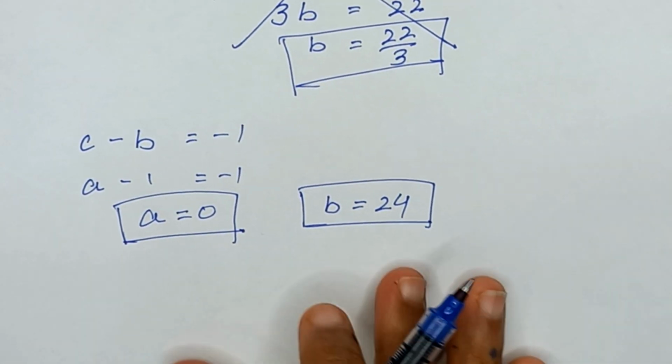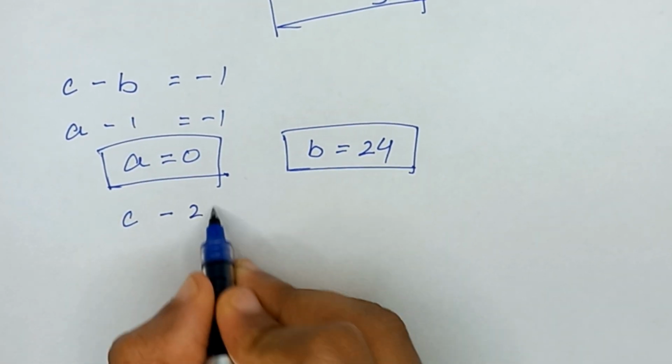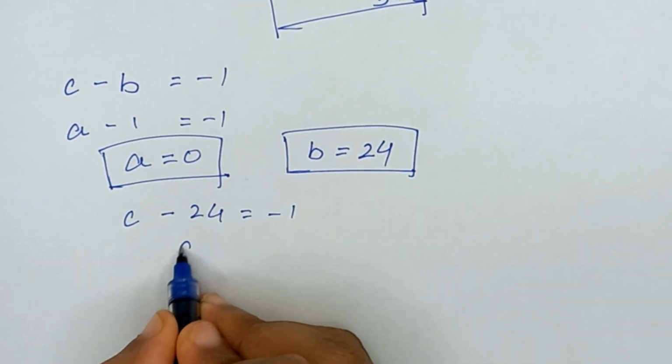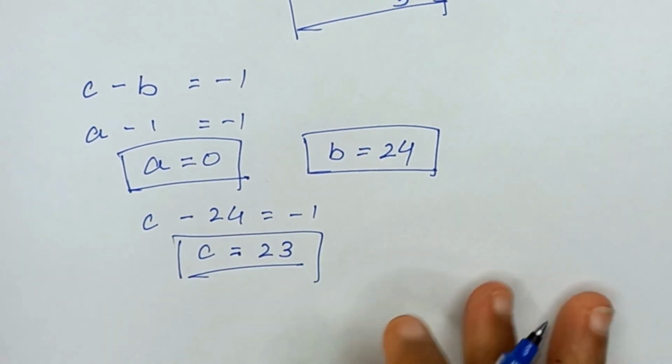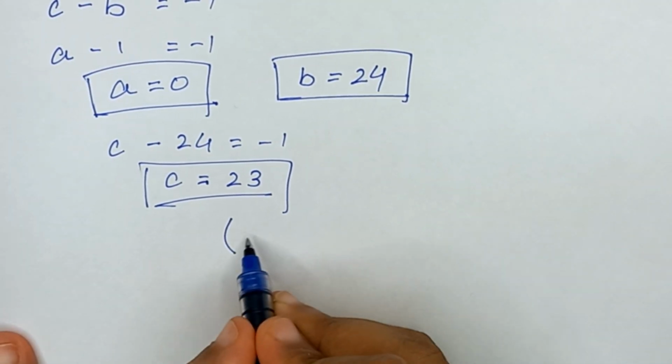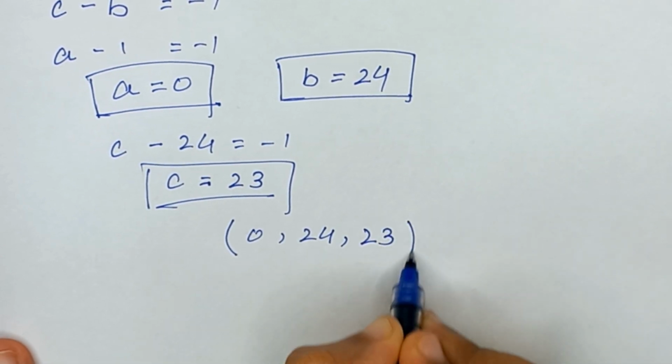If A is equal to 0 and B is equal to 24, then C minus 24 is equal to negative 1. Then from here C will be equal to 23. So from here also we have the same triplet, which is 0, 24 and 23.